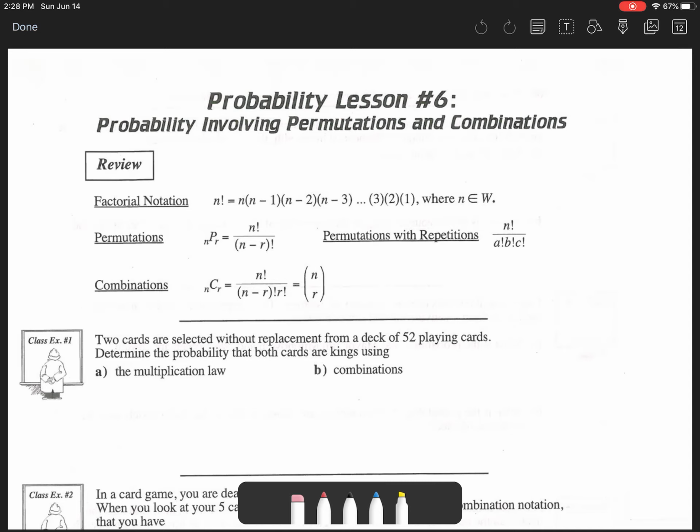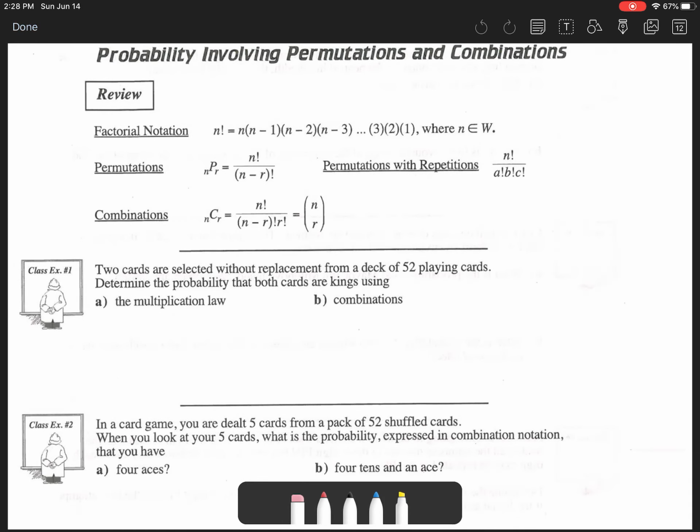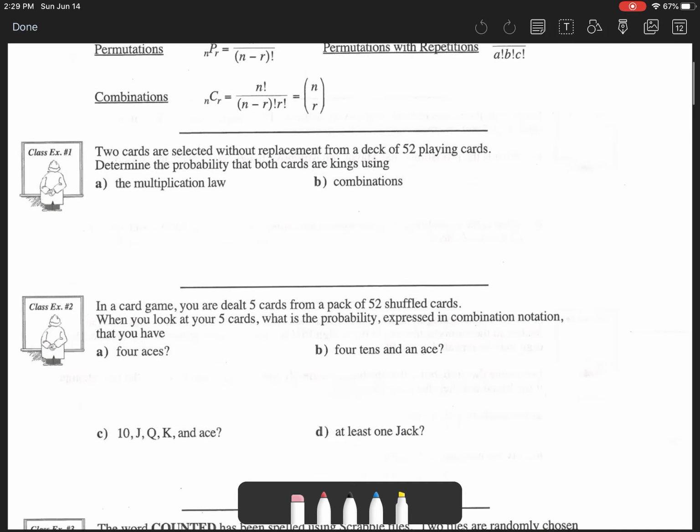When we were talking about permutations and combinations earlier, we were not discussing probability. We were just talking about the number of ways something can happen. If I want the probability, I must divide by all possibilities, and that gives me the probability. That's really the gist of what we're going to do today. At the top of the page, they give me a nice little review of factorial notation, permutations, the calculations with and without repetitions, and combinations and the alternate form of notation for combinations.